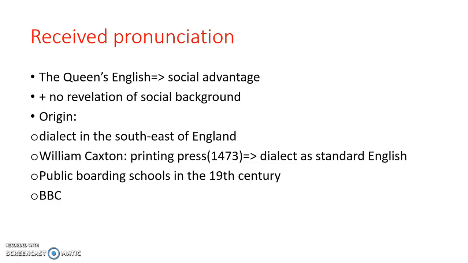Received pronunciation. If we think about received pronunciation, we think about the Queen's English. And if you speak like that, then you have a social advantage because you don't reveal your social background. And that is a good thing, because some people have a tendency to look negatively at a certain group or a certain dialect. For instance, if you are Scottish, then some people will look negatively at you because you are Scottish. But if you speak with RP, with received pronunciation, then you don't reveal your social background.